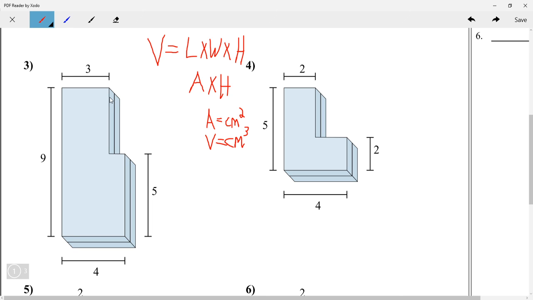You know what? Let me just put it in a different video. But that's how you find volume of an atypical rectangular prism.